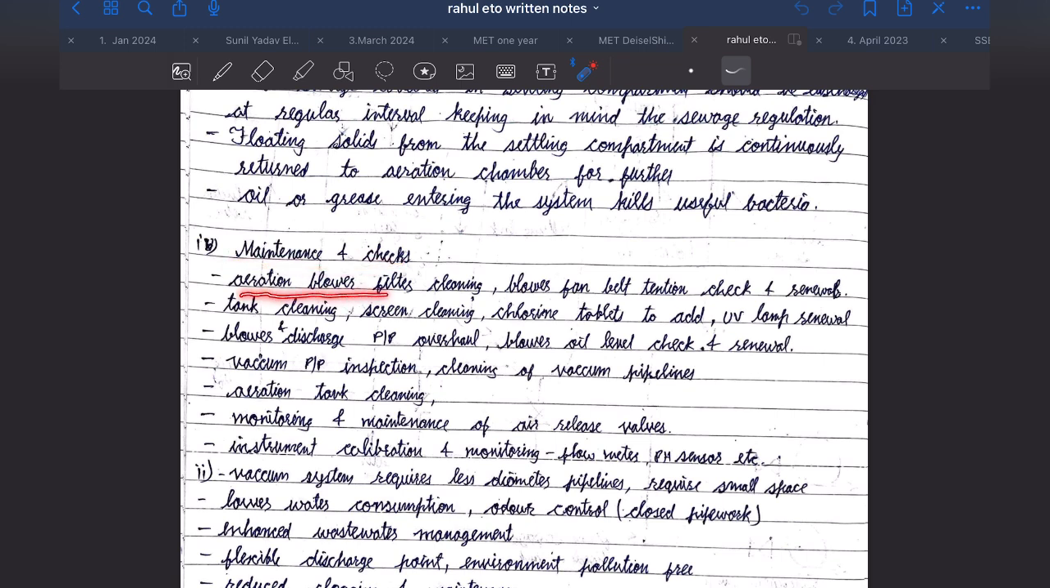Aeration blower filter cleaning, blower fan belt tension checks and renewal, tank cleaning, screen cleaning, tablets to add, UV lamp renewal, blower and discharge pump overhaul, blower oil level check and renewal, vacuum pump inspection, cleaning of vacuum pipelines, aeration tank cleaning, monitoring and maintenance of air release valve, instrument calibration and monitoring, flow meter, pH sensor, etc.